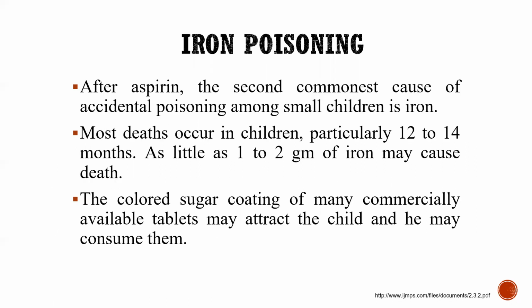After aspirin, the second commonest cause of accidental poisoning among small children is iron. Most deaths occur in children, particularly from 12 to 24 months old, and taking 1 or 2 grams of iron can cause death. The colored sugar coating of many commercially available tablets may attract the child, who may consume them.